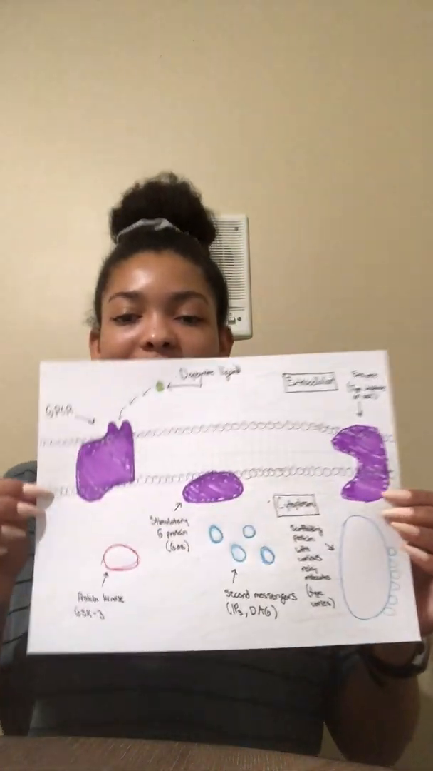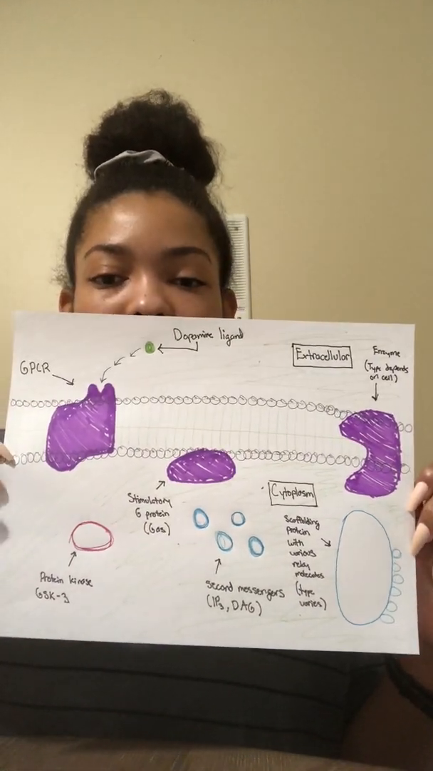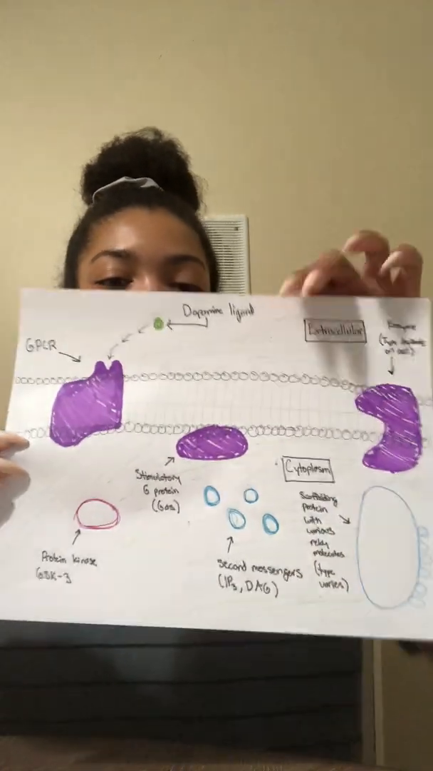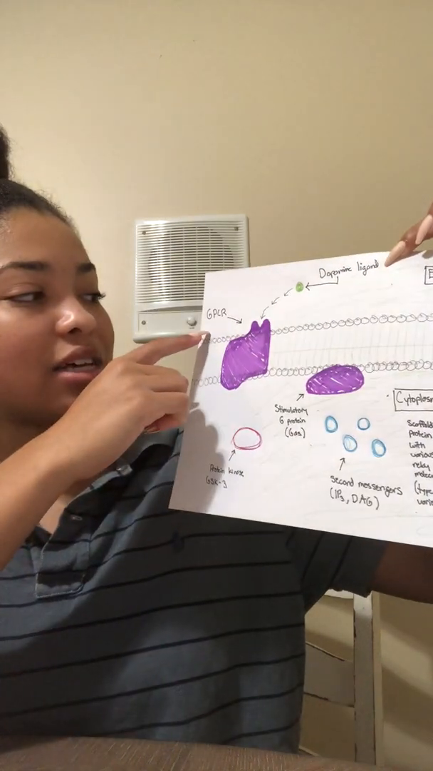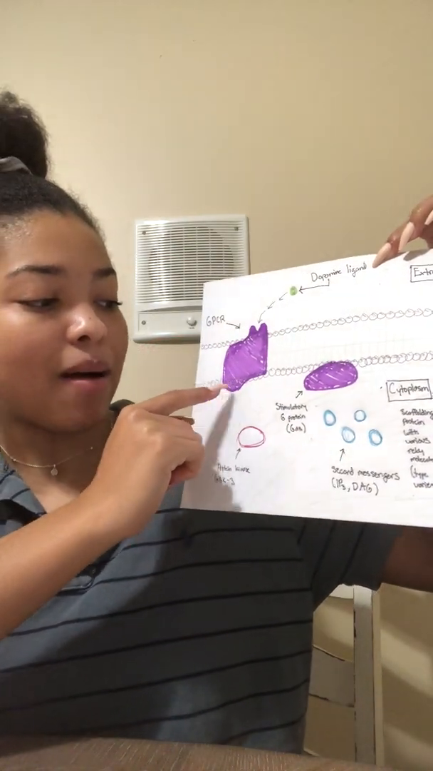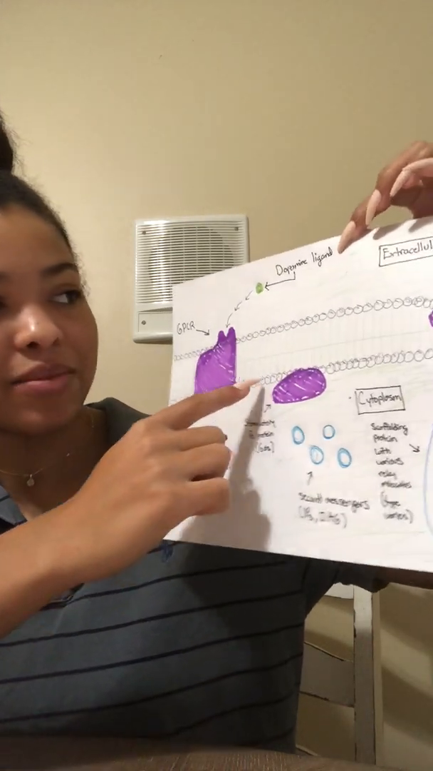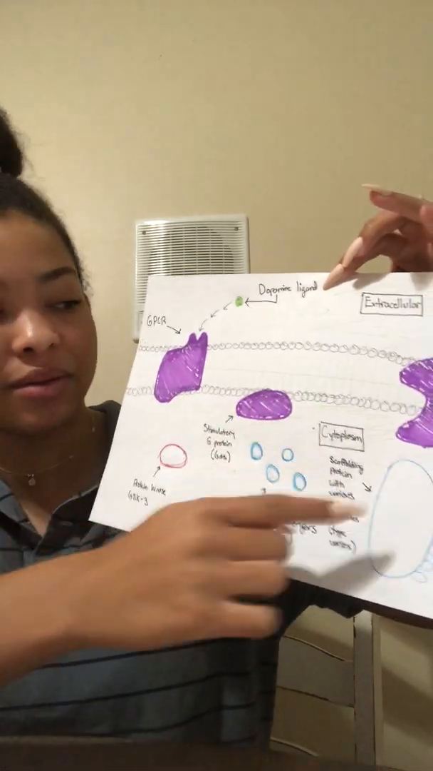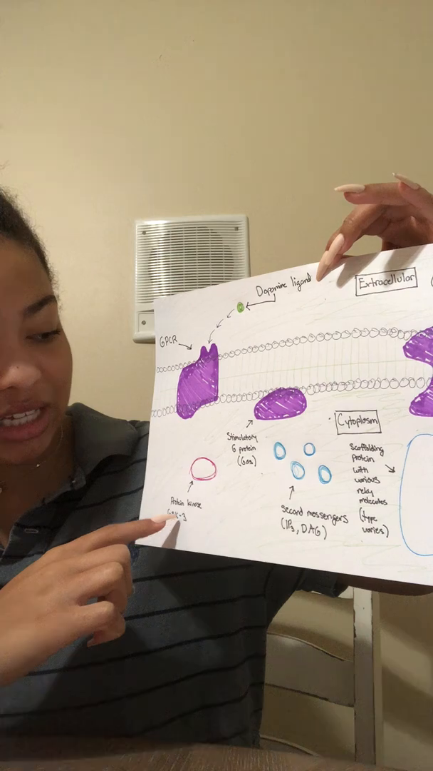So here's my diagram of what's going on in a typical brain cell when someone has bipolar disorder. I'm just showing the different pieces that are involved that I talked about. So the ligand is dopamine, and this is the GPCR protein. This is the stimulatory G protein, also known as GAS. This is the extracellular side and the cytoplasmic side and the plasma membrane. So this is a transmembrane protein. This is the protein kinase GSK3.